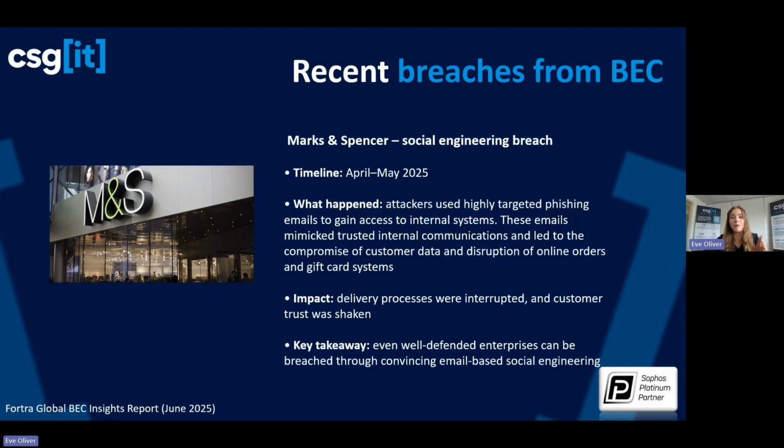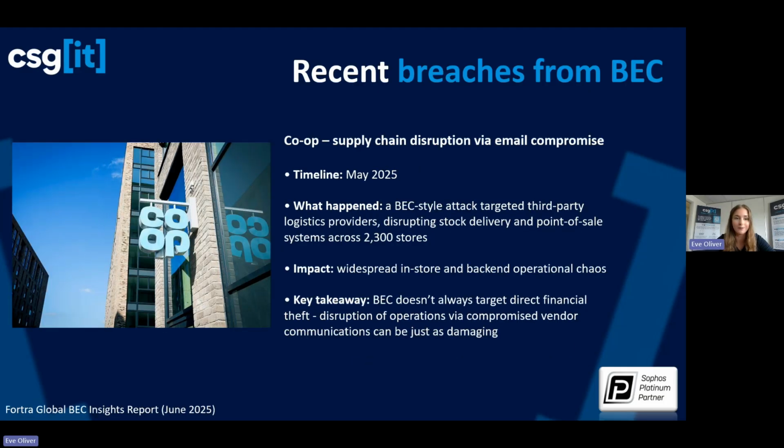We all knew this was a massive impact for Marks and Spencer, and it still is now. This just shows that no matter your company size or reputation, you are always likely to get breached this way. Our key takeaway, like I said, is that even well-defended enterprises get breached through convincing email-based social engineering. And even though we work with your employees to strengthen knowledge and increase cyber awareness, having MDR in place is that extra protection for you.